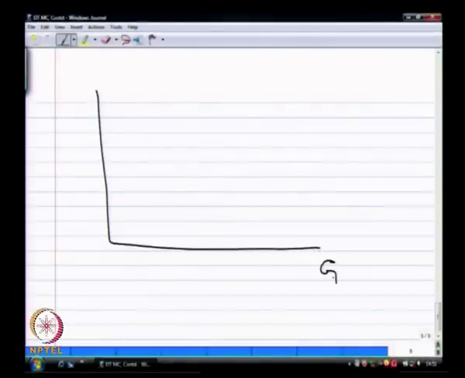So this is g, and this is my throughput, which is nothing but g e power minus g. So when g goes to 0, throughput is 0. It has to be, right? Because there is no offered load, therefore there is no throughput. As g increases, the throughput will increase, right? G e power minus g, if you plot, will increase.